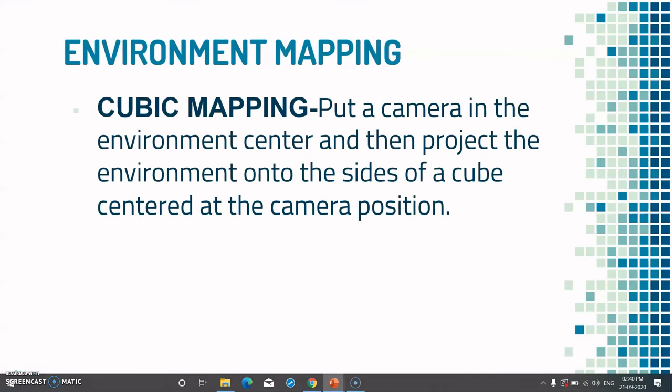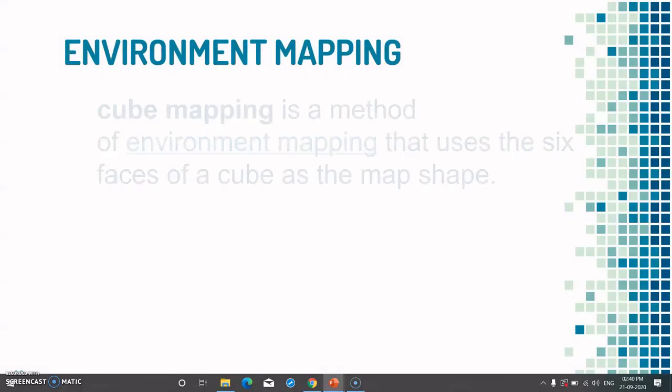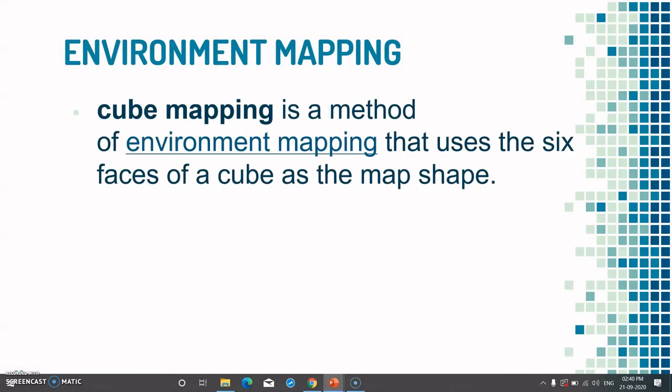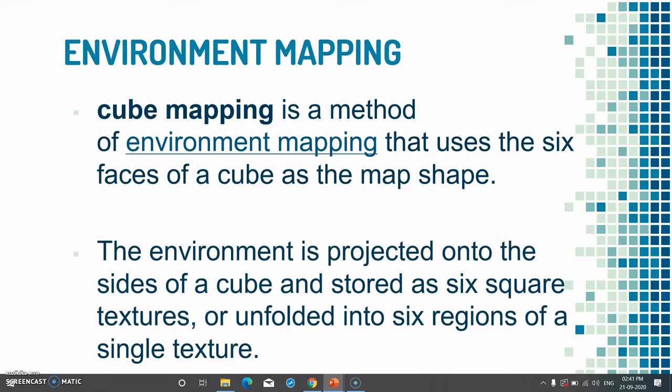The second environment mapping category is cubic mapping. We put a camera in the environment center and then project the environment onto the sides of a cube centered at the camera position. Cube mapping is a method of environment mapping that uses the 6 faces of a cube as the map shape. We already know a cube has 6 faces. The environment is projected onto the sides of a cube and stored as 6 square textures, unfolded into 6 regions of a single texture.